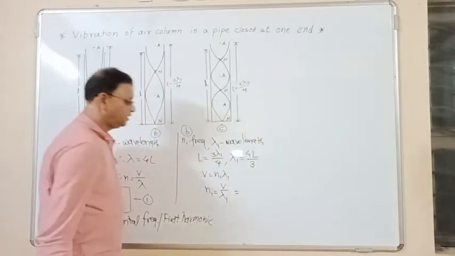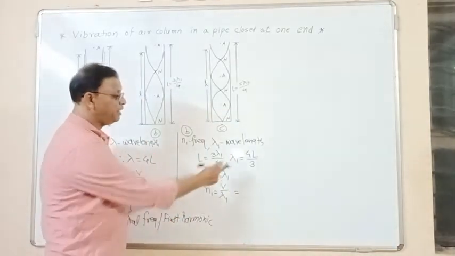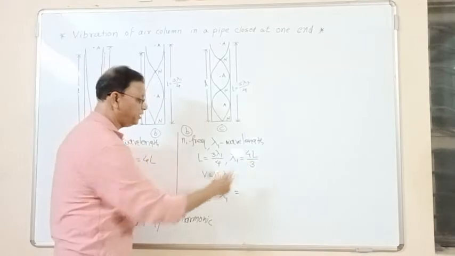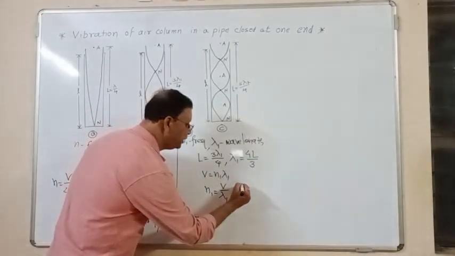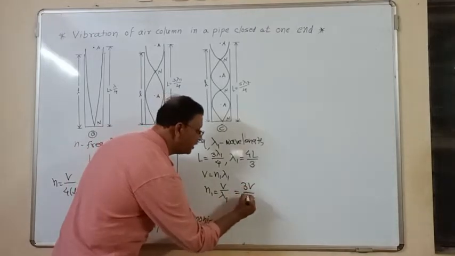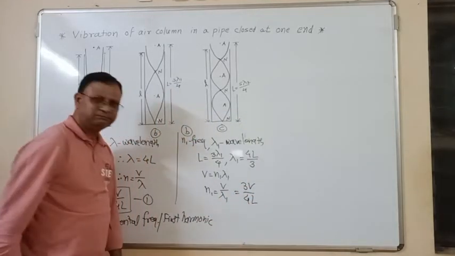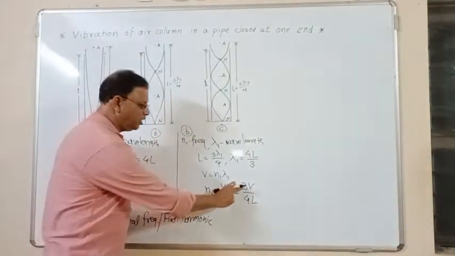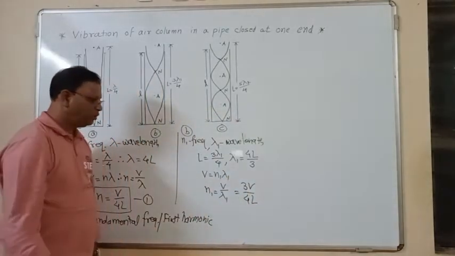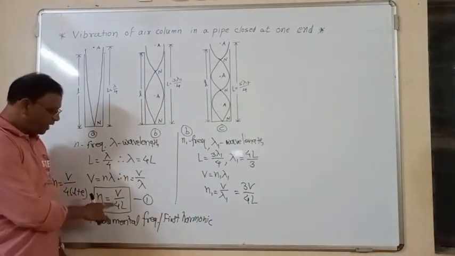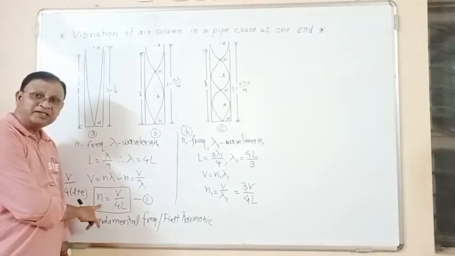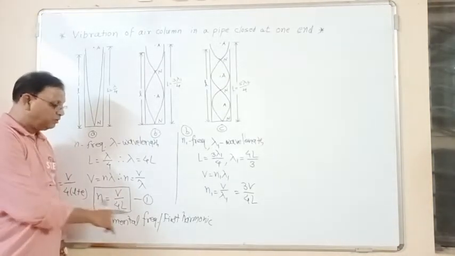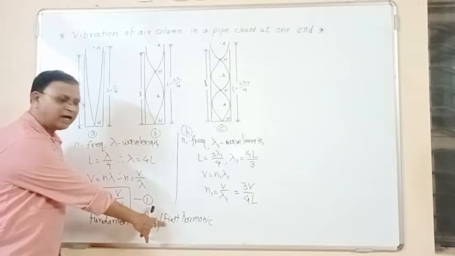We can write V divided by lambda 1, but lambda 1 is equal to 4L divided by 3. So N1 is equal to 3V divided by 4L. Now look here. V by 4L is equal to N. That is fundamental frequency, lowest frequency, which is also called as the first harmonic.